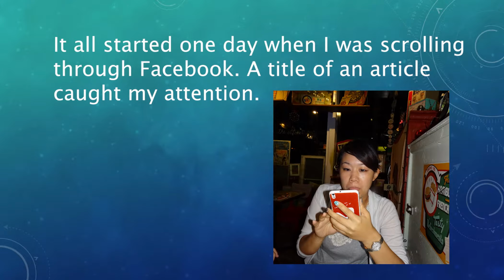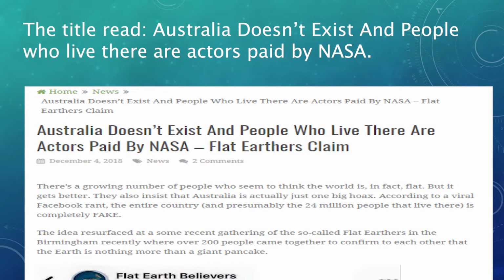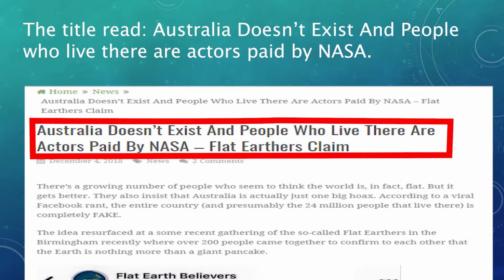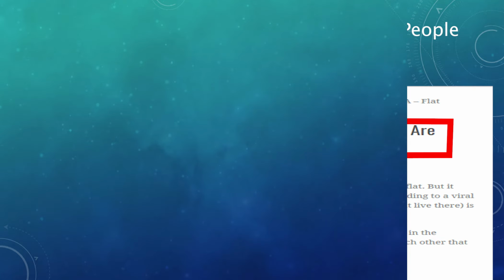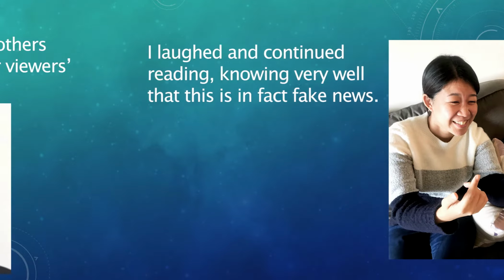It all started one day when I was scrolling through Facebook. The title of an article caught my attention. The title reads, "Australia doesn't exist and people who live there are actors paid by NASA." I laughed and continued reading, knowing very well that this is in fact fake news.